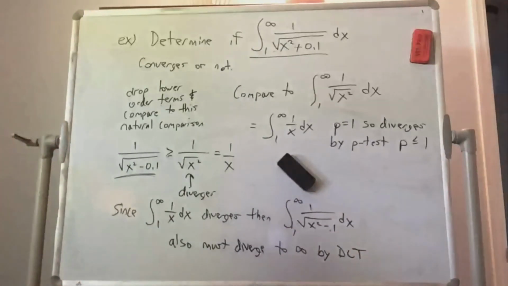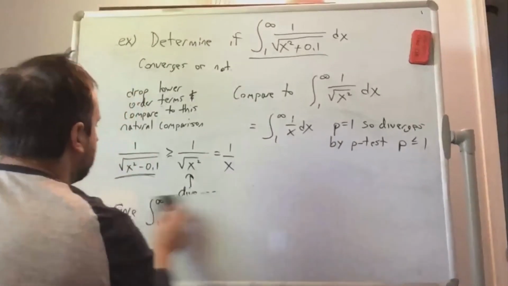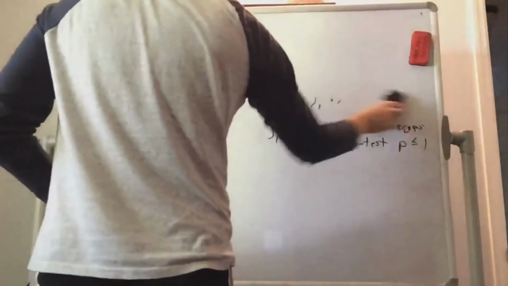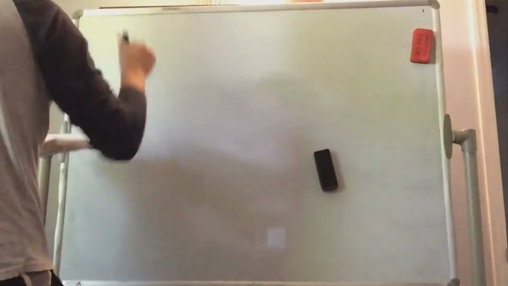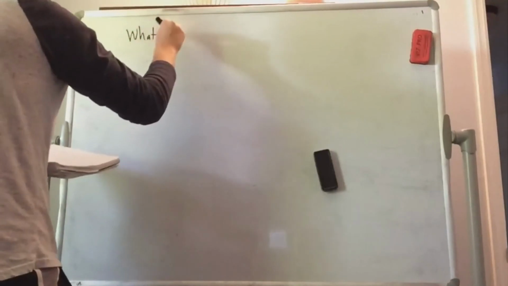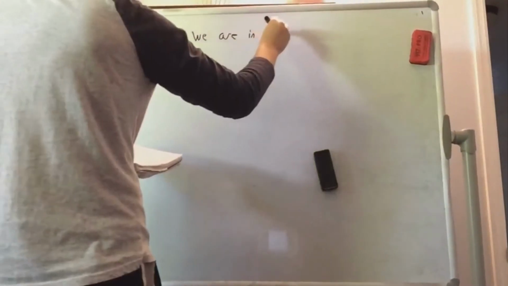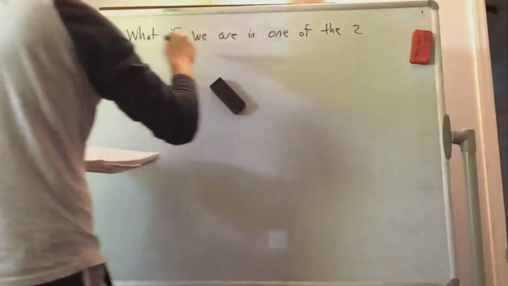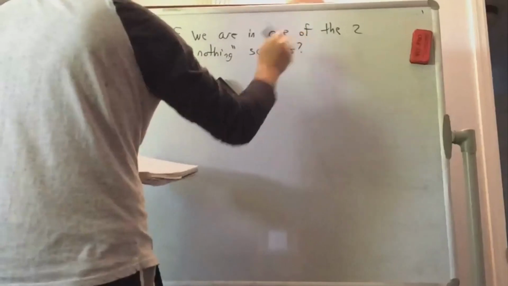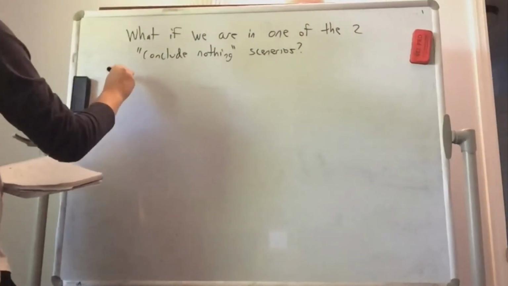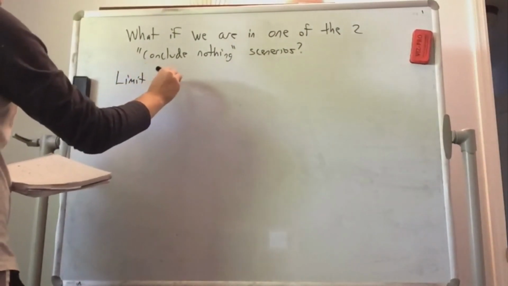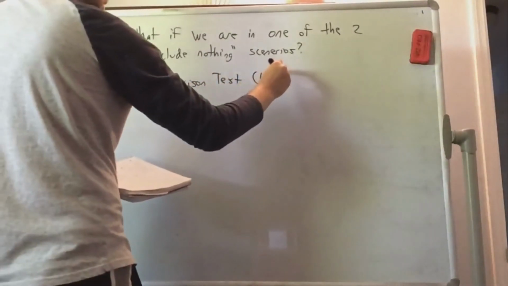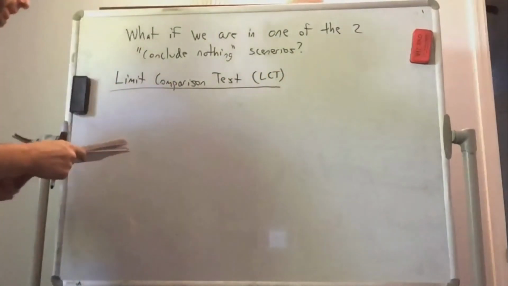So the next question we have to ask ourselves is, what if we're in one of those 2 cases, which happens half the time just by chance of your problem? What if we are in one of the 2 conclude-nothing scenarios? And for that, we have to do a new test, something called the limit comparison test. It also gets an acronym, and we'll pretty much always just refer to it as LCT.